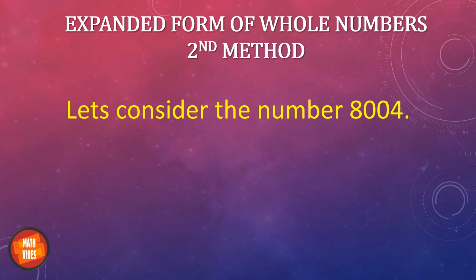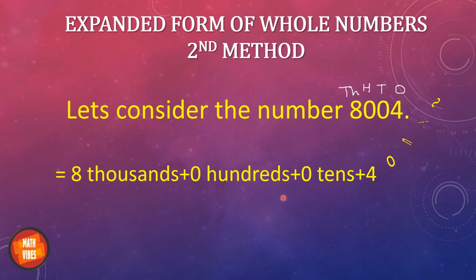So now if you want to write it by the second method, that once again you have to write the places ones, tens, hundred and thousand. Then you have to write the expanded form, which is yes, 8000s plus 0 hundreds plus 0 tens plus 4 ones.